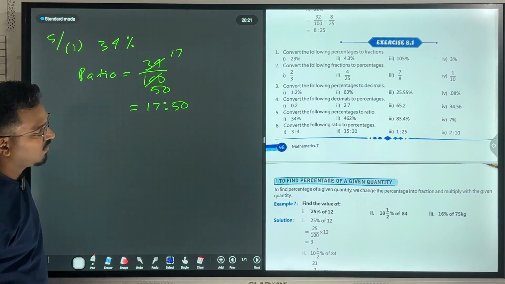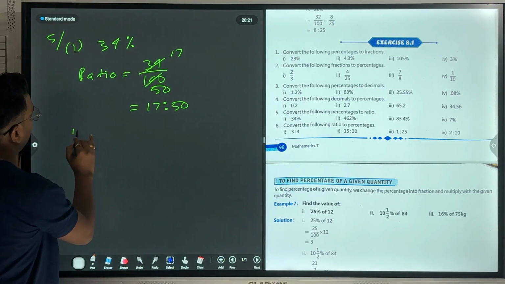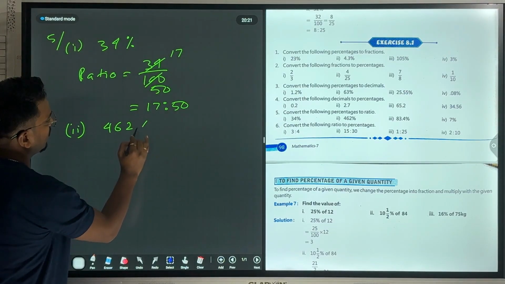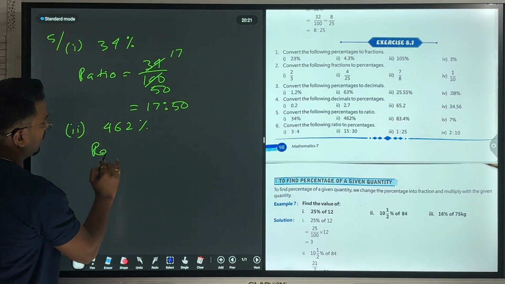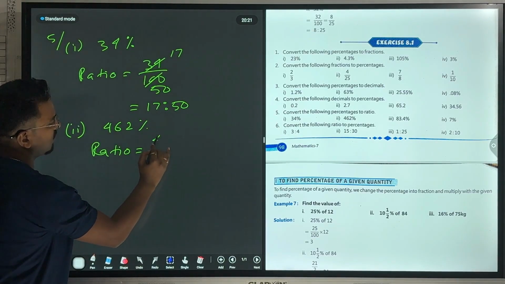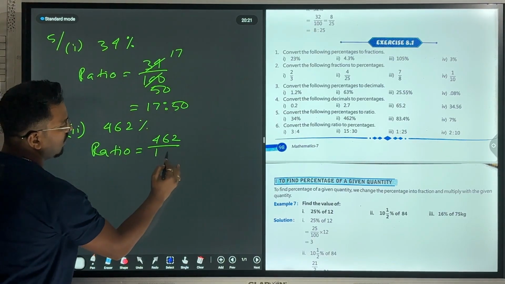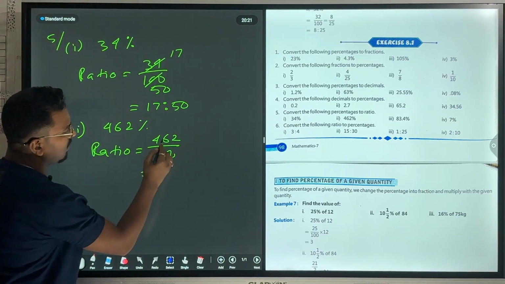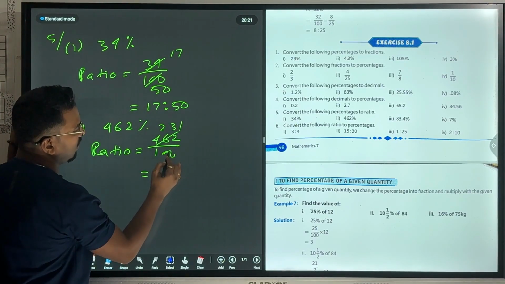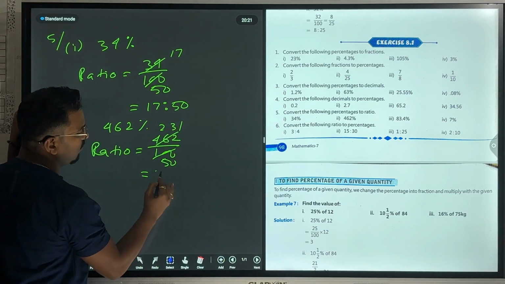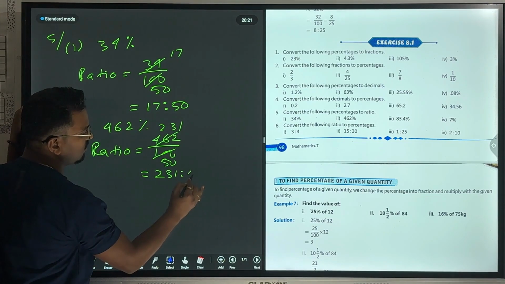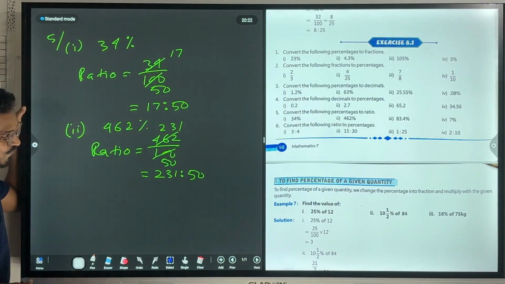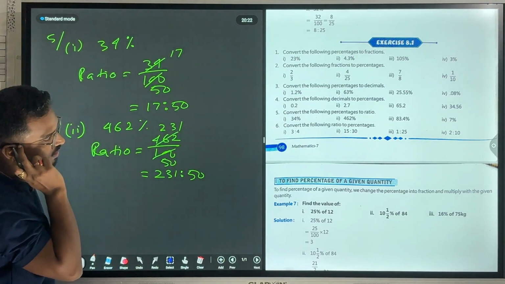Clear? Next we will see Roman number 2 is given, 462%. So if you want to convert into ratio, then you just divide by 100. Percent means divide by 100. So if you cancel by 2, you will get 231 and here 50. So what will be the ratio? 231 is to 50. Okay. Shall we see the third one?